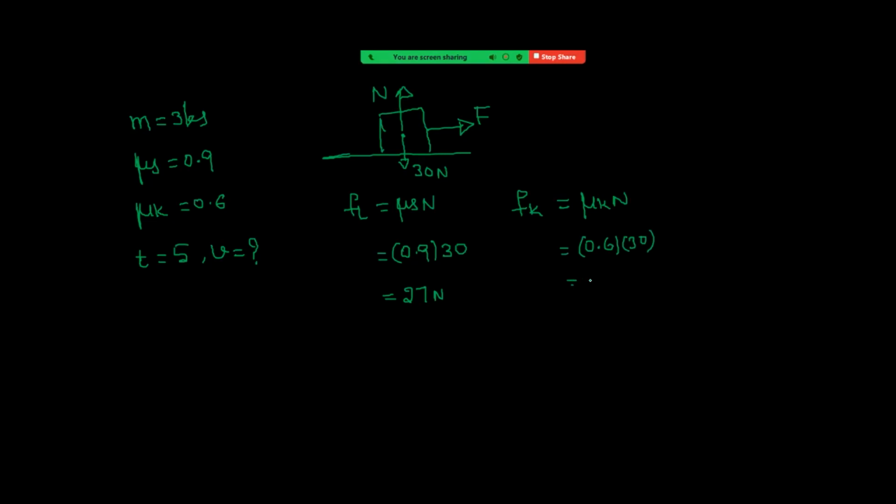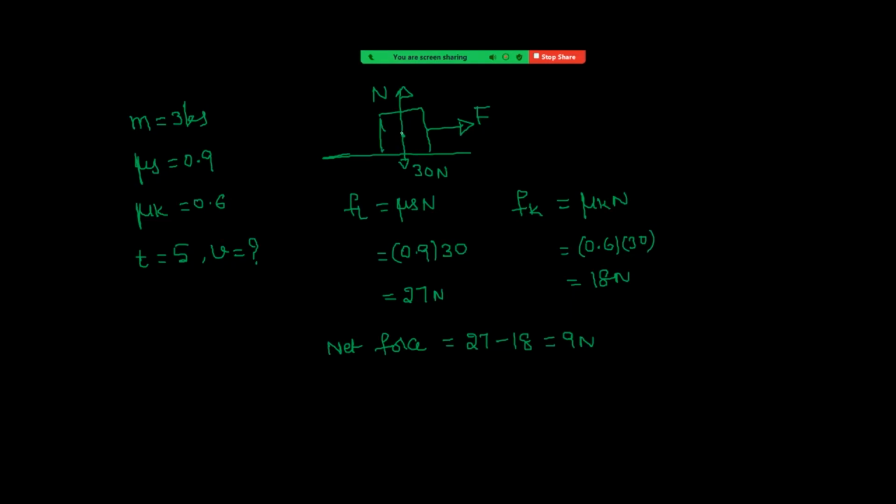This is now 18 Newton, right? So once the body comes into motion, friction becomes kinetic. But the condition given is that the same force is continued, meaning we are still applying 27 only. But friction, how much? Only 18. So what is now the net force? Net force equals applied force 27, friction is 18 because the body is in motion. So net force equals 27 minus 18, that is 9.